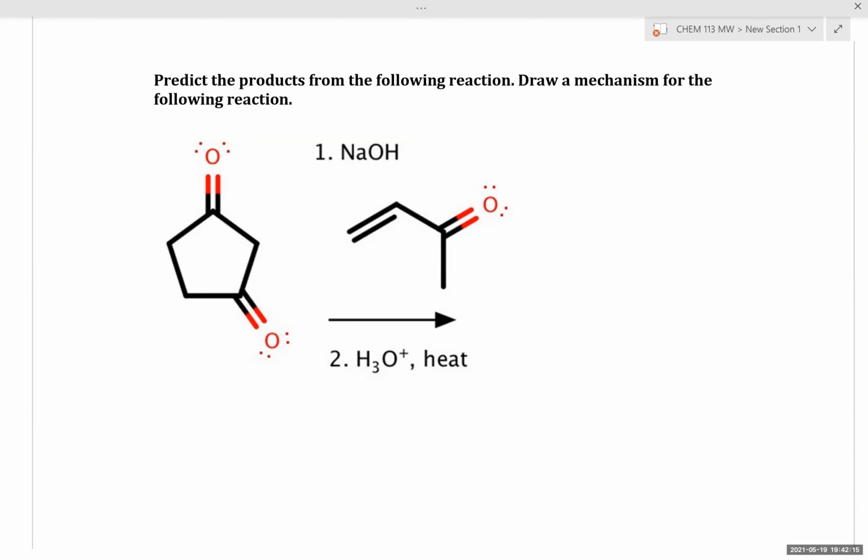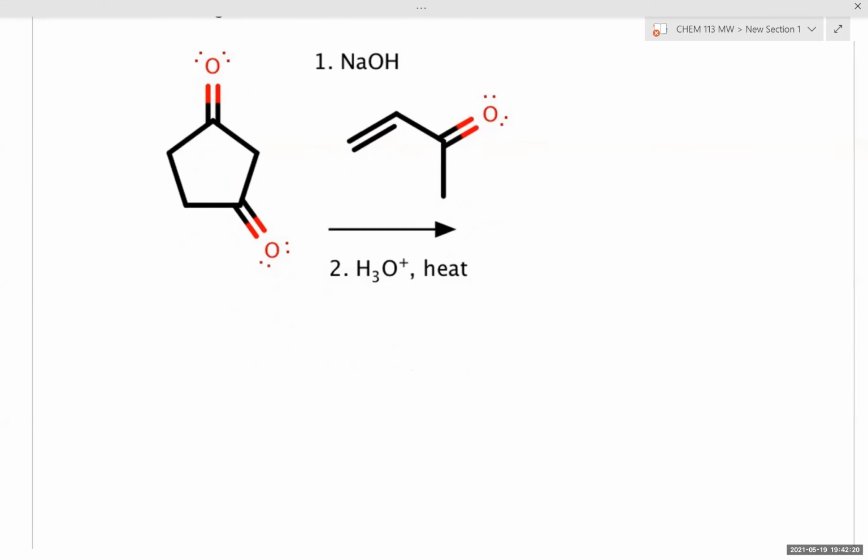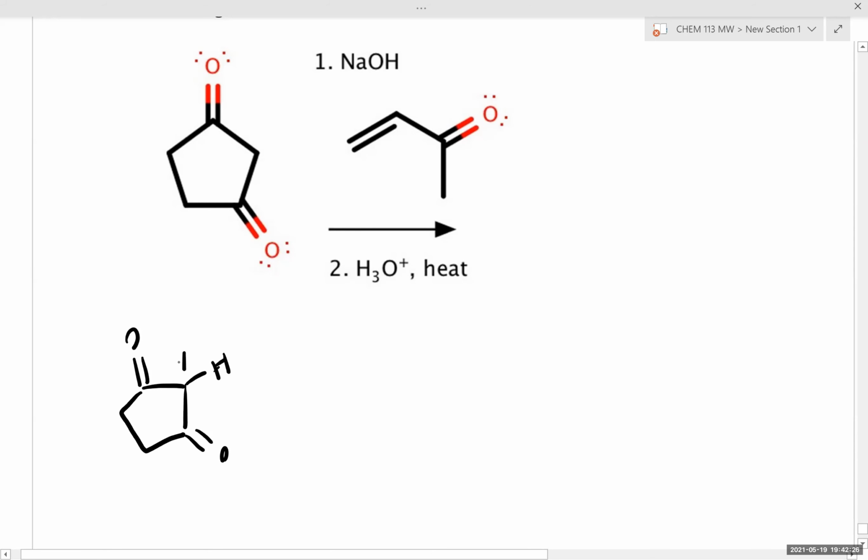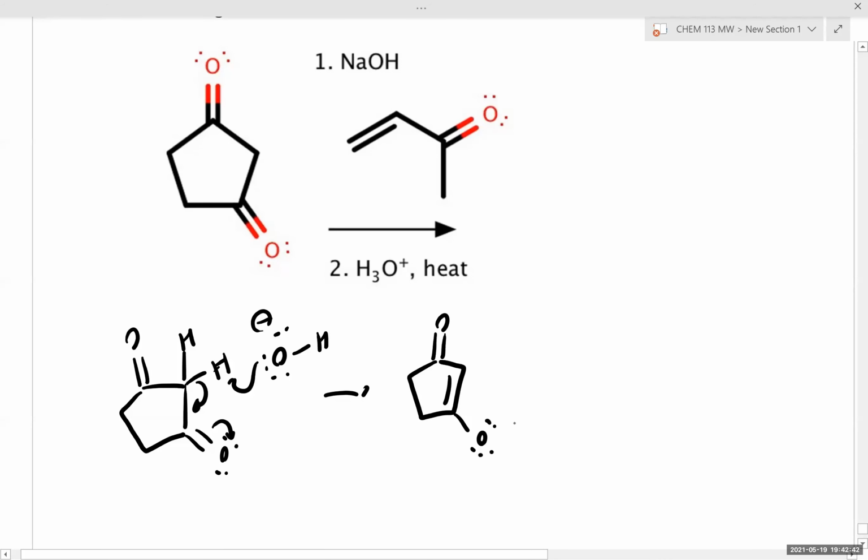So for the first step, we have students noting that hydroxide is sufficiently basic to pull off our alpha proton and generate our enolate. Yep. So this 1,3-diketone is relatively acidic. So hydroxide is basic enough to deprotonate our alpha position and generate our enolate. Now, once we've formed our enolate, what's going to happen next?